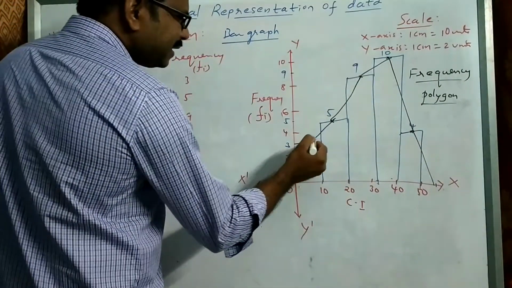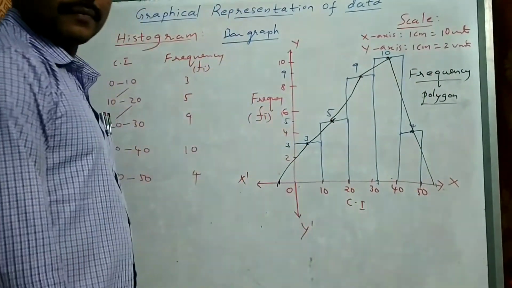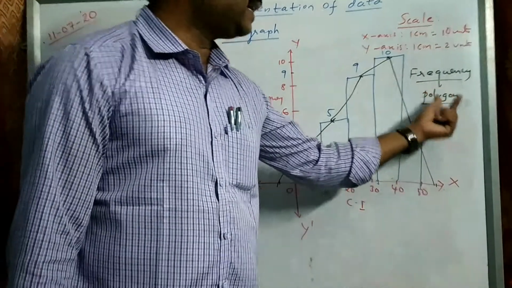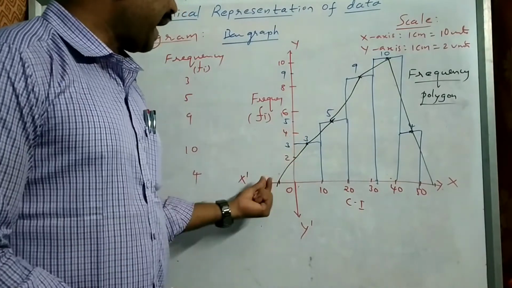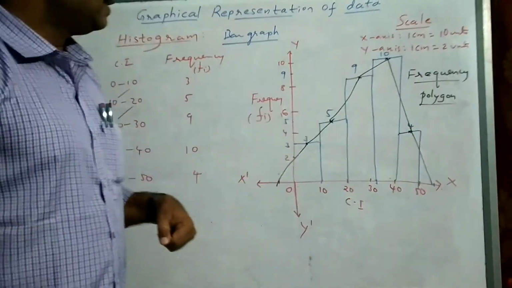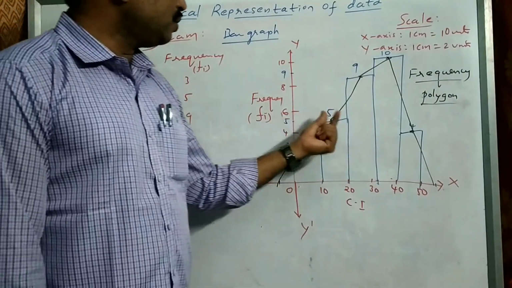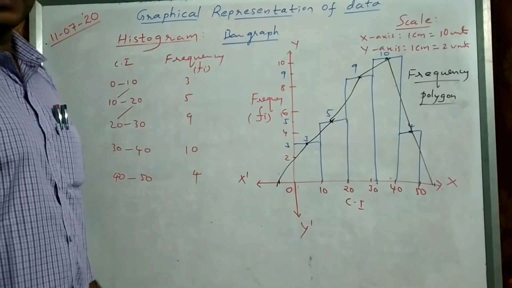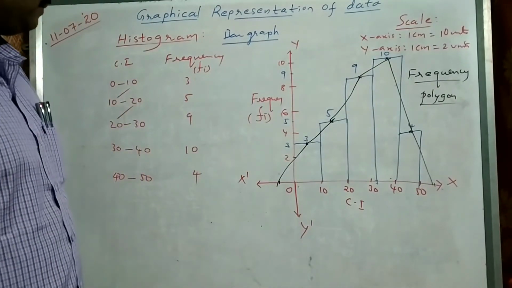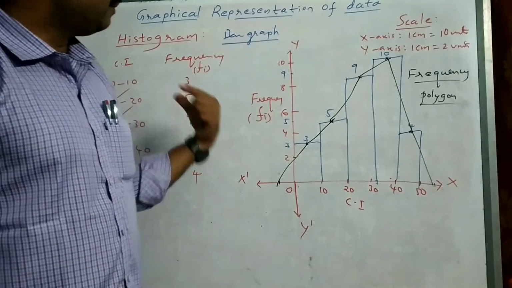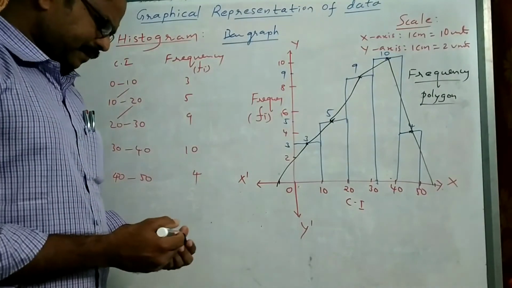Suppose if you join with the hand like this, then you will get one smooth curve. That is called a frequency curve. It is not polygon. If you use hand to join these midpoints, that is called a frequency curve. If you use a scale to join these points, that is called frequency polygon. That is the difference. Clear? This is about histogram, bar graph, and frequency polygon and frequency curve. Okay?